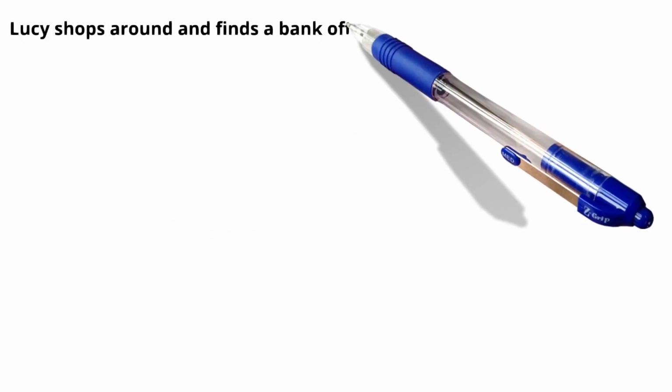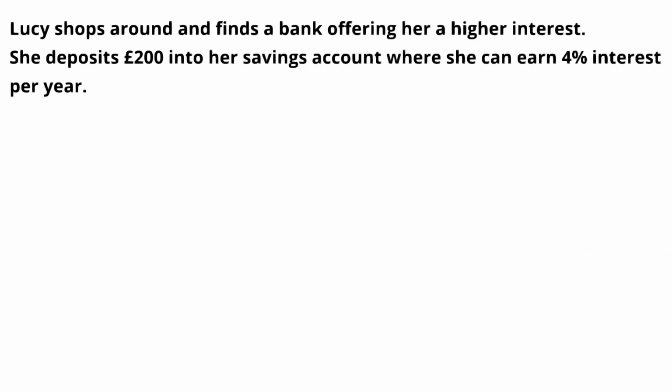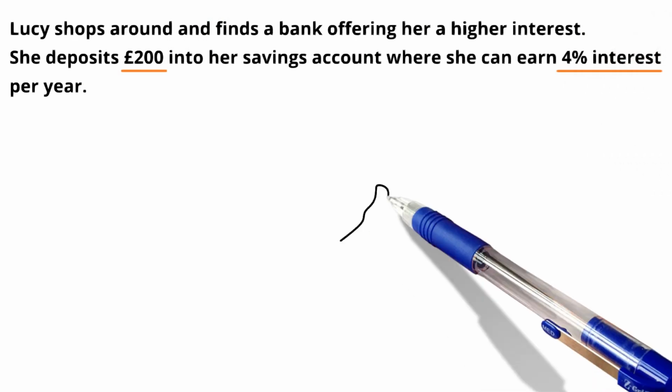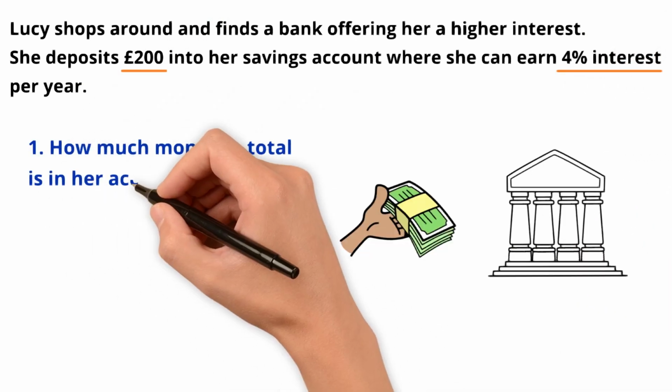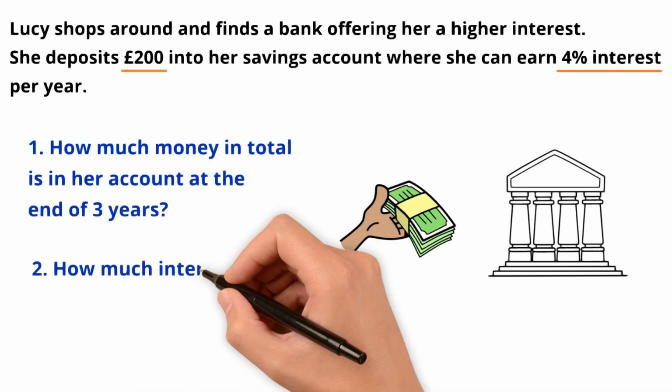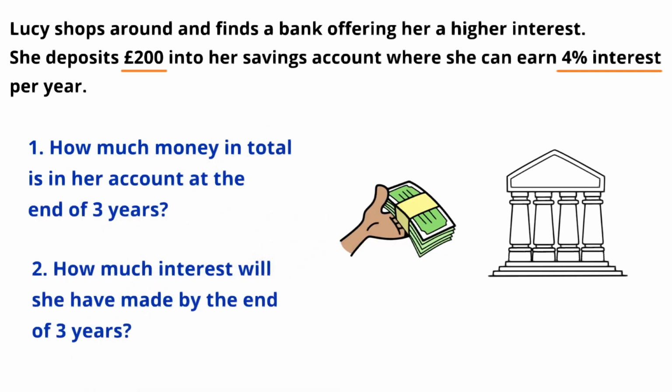Lucy shops around to find another savings account that offers her a higher interest rate of 4%. She decides to deposit £200. Pause the video and work out how much will be in her account after 3 years and how much interest she has earned.